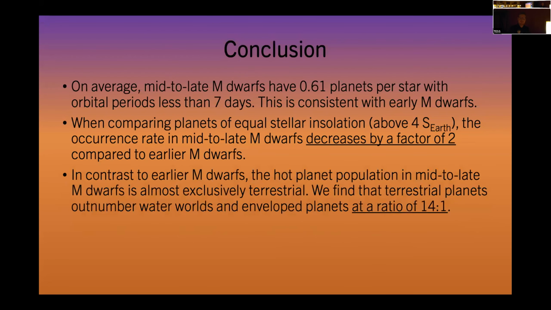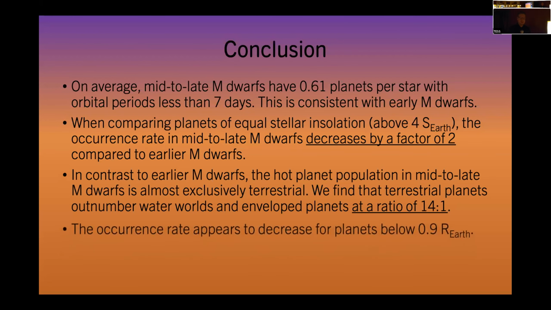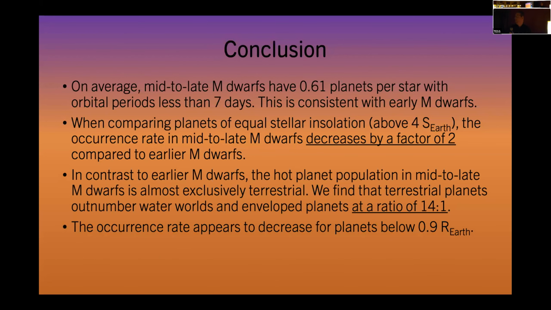And in contrast to early dwarfs, the hot planet population is almost exclusively terrestrial around the smaller stars. And we estimate that this ratio is 14:1. And the occurrence rate appears to decrease for planets below 0.9 Earth radii. And this is something that I'm personally interested in studying more going forward, because as TESS data keeps accumulating, we will be able to study planets smaller than Earth in greater detail than ever before.